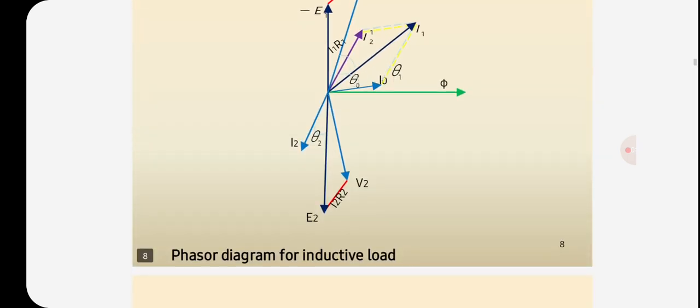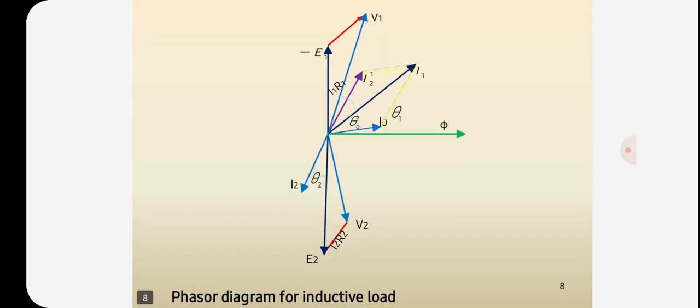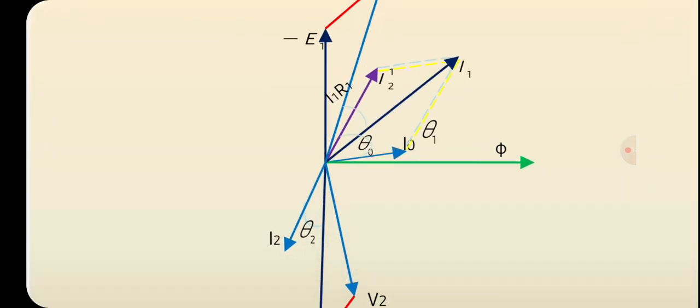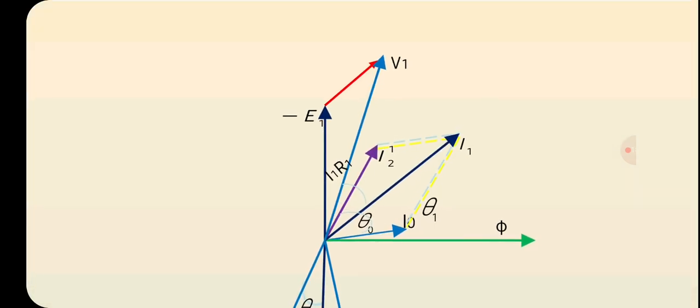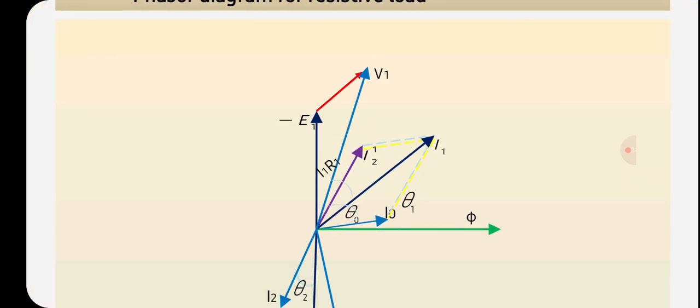In case of inductive load, this is the phasor diagram. In this, the flux is the reference for both primary and secondary windings. Here in inductive load we are taking the lagging case, so V2 and E2 are lagging. E2 and I2, and V2 and I2, make the angle of theta 2. Here in the primary, minus E1 is equal to V1 plus I1 R1.